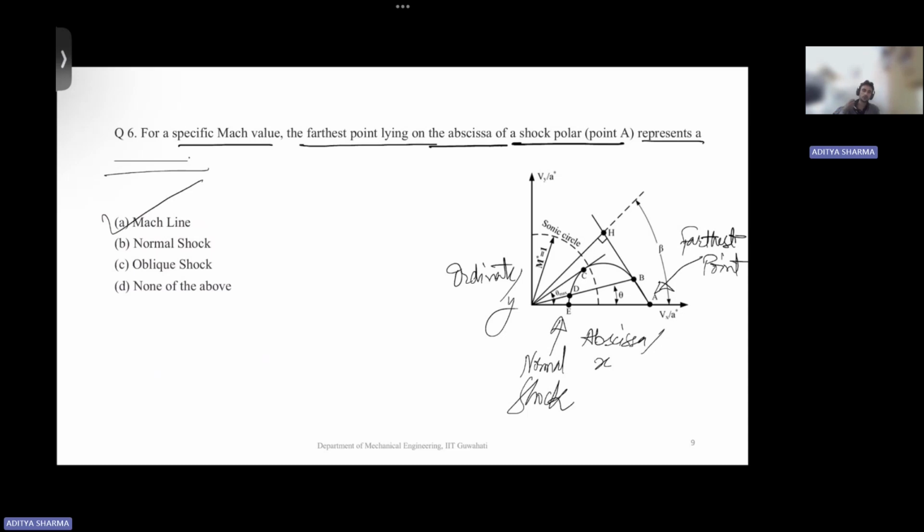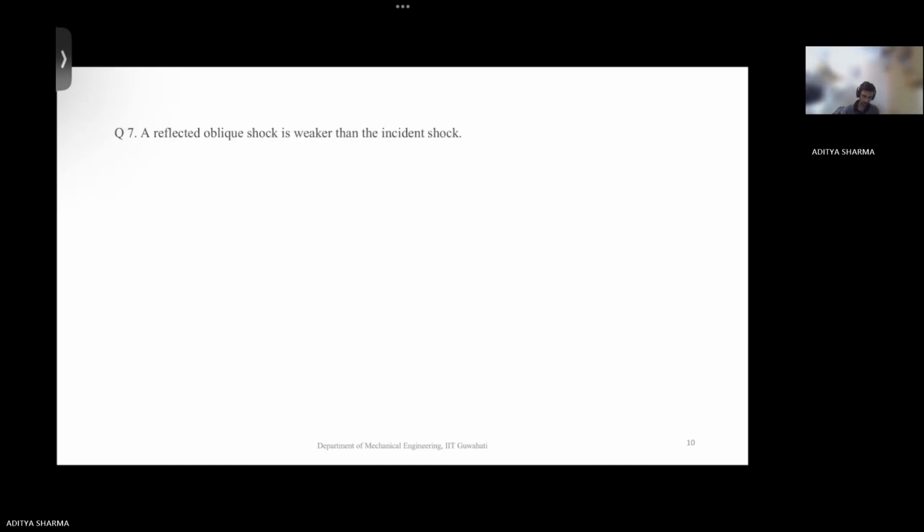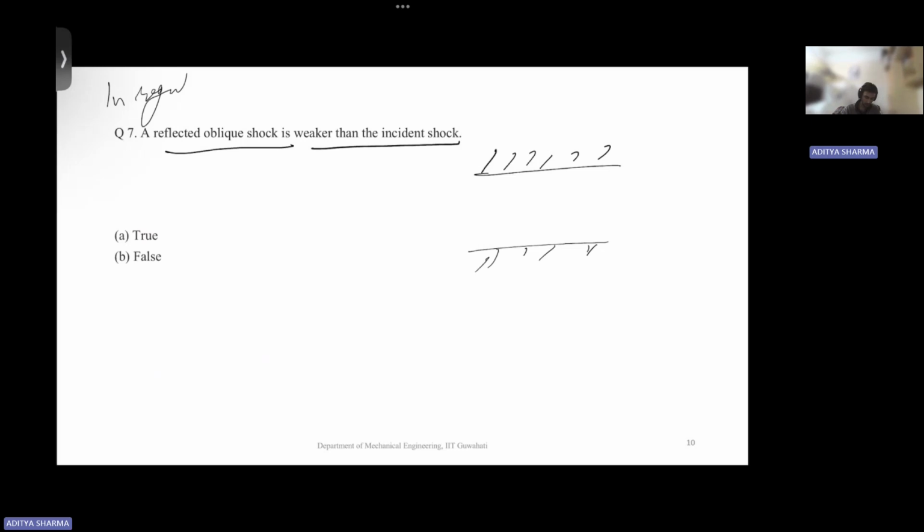Then moving on to question number 7. A reflected oblique shock is weaker than incident shock in regular oblique shock reflections.